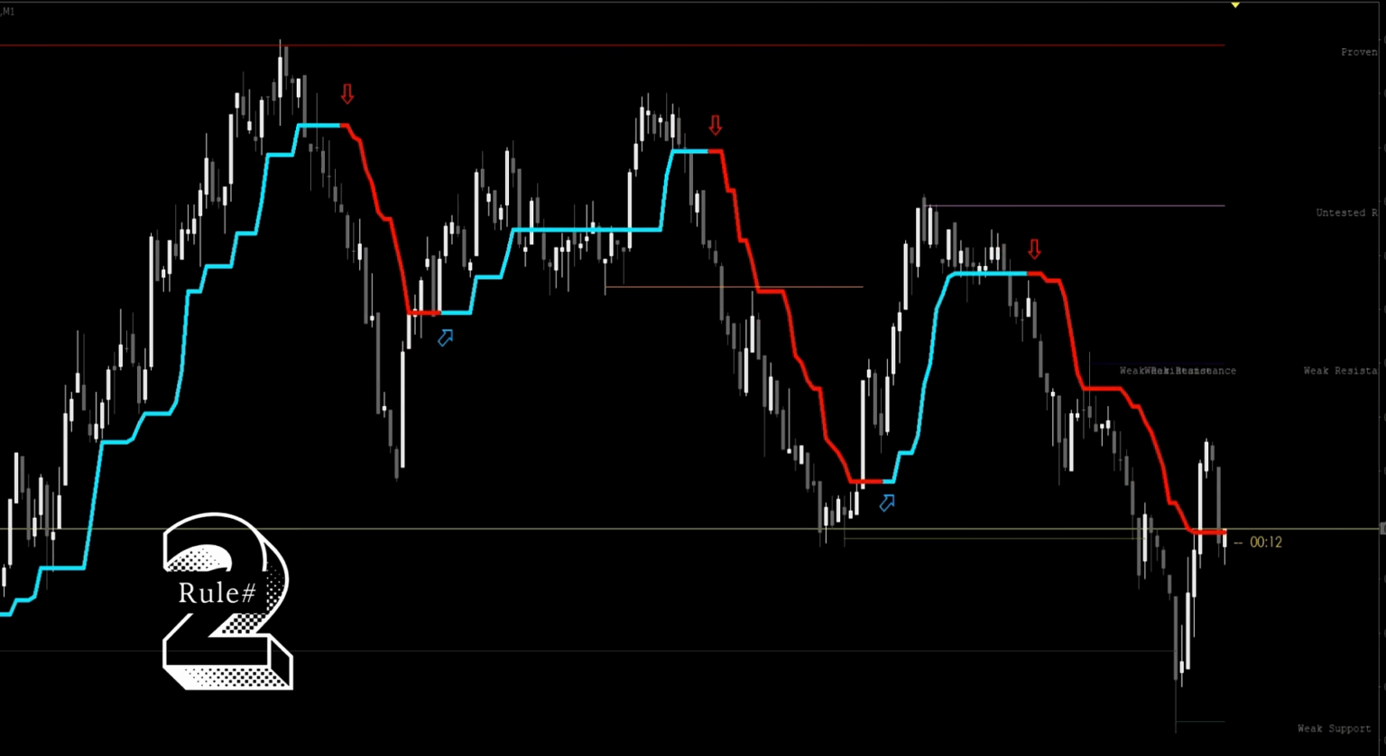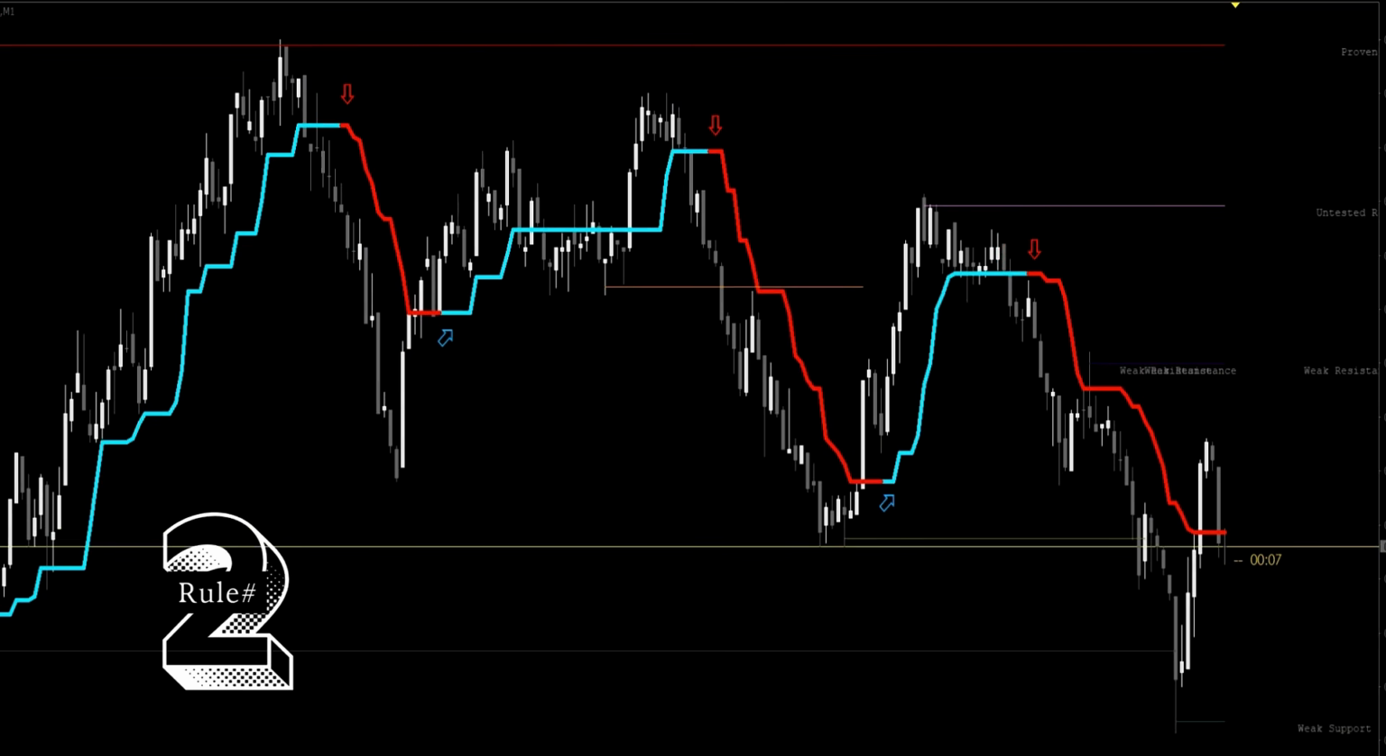Rule number 2, the timing. We are using a 1-minute candle time frame. Our expiry time is 5 minutes. This gives the trade enough room to breathe and move in your direction.